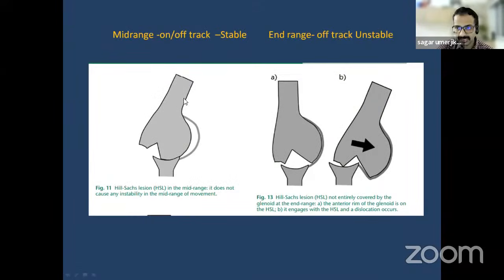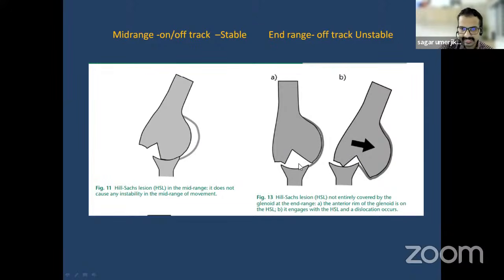And also the range of movement is very important. In what range of movement it gets dislocated is of utmost importance. In the mid range of movement, most on or off track lesions are stable. So what I mean by on track, off track is this defect that we are seeing, the Hill-Sachs lesion, that is in the track of the glenoid and it's not getting engaged with the edge of the glenoid. So whether it's on track or off track, in the mid range it's relatively stable. Whereas in end range, in extreme abduction and external rotation, the off-track lesions are unstable.